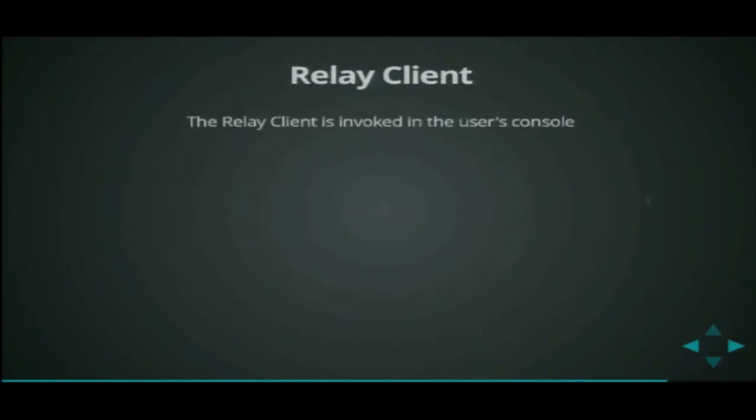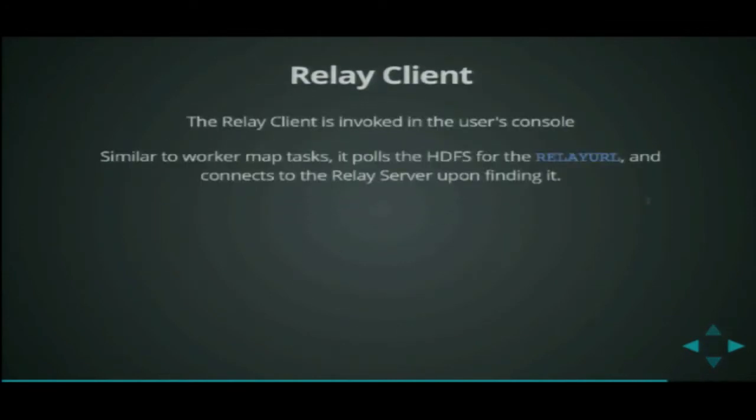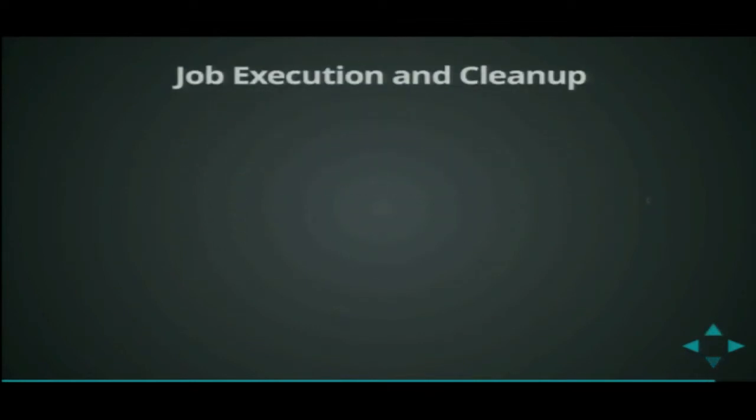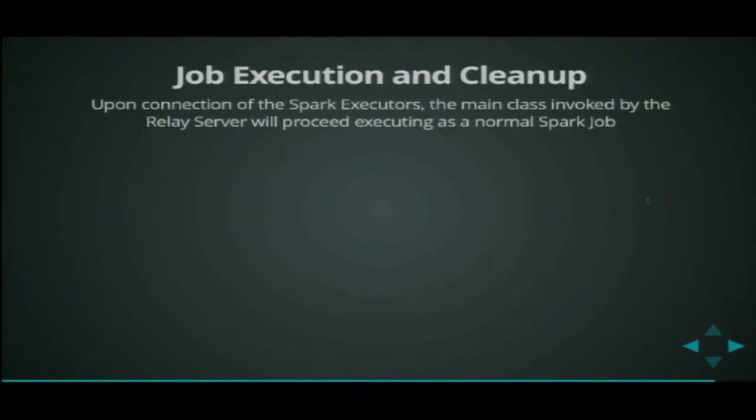So the relay client is invoked in your console. Similar to the worker map task, it polls the HDFS for its own URL, the relay URL, and connects to the server upon finding it. So again, it can send standard in and receive standard out and standard error from your jobs. So from here, your job should execute normally. Spark executors will connect to the driver, and your job will proceed just like any other Spark job.